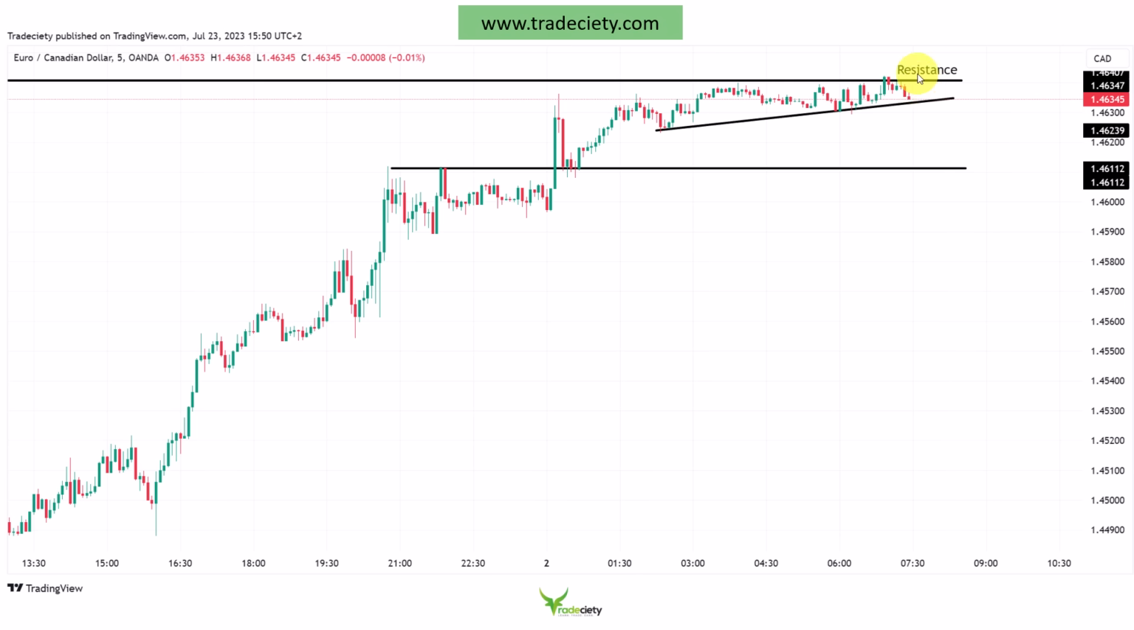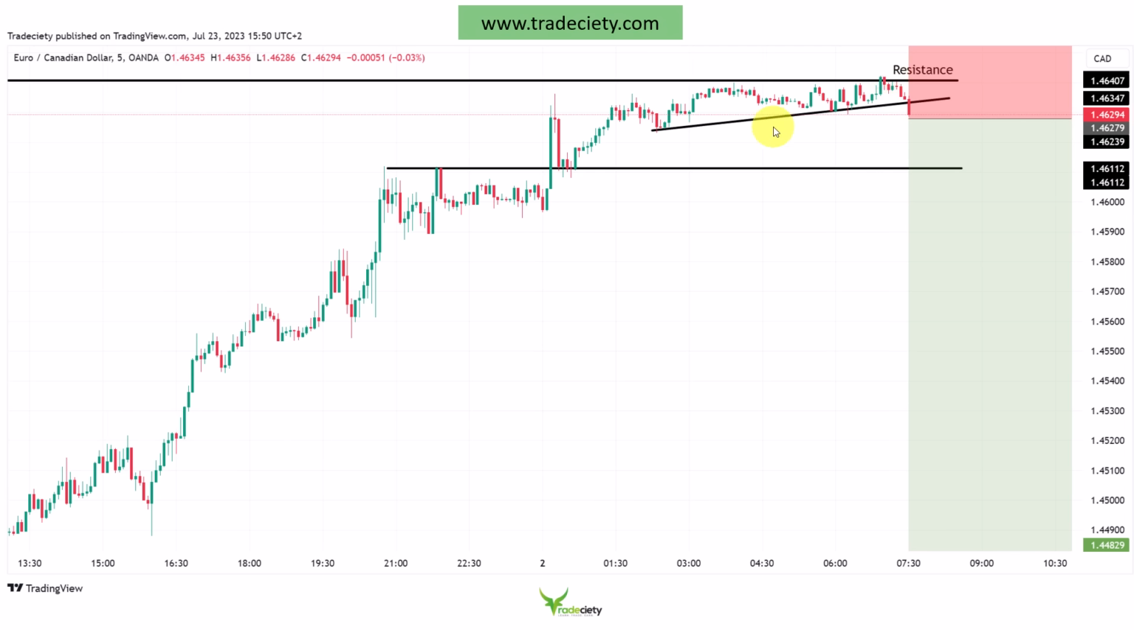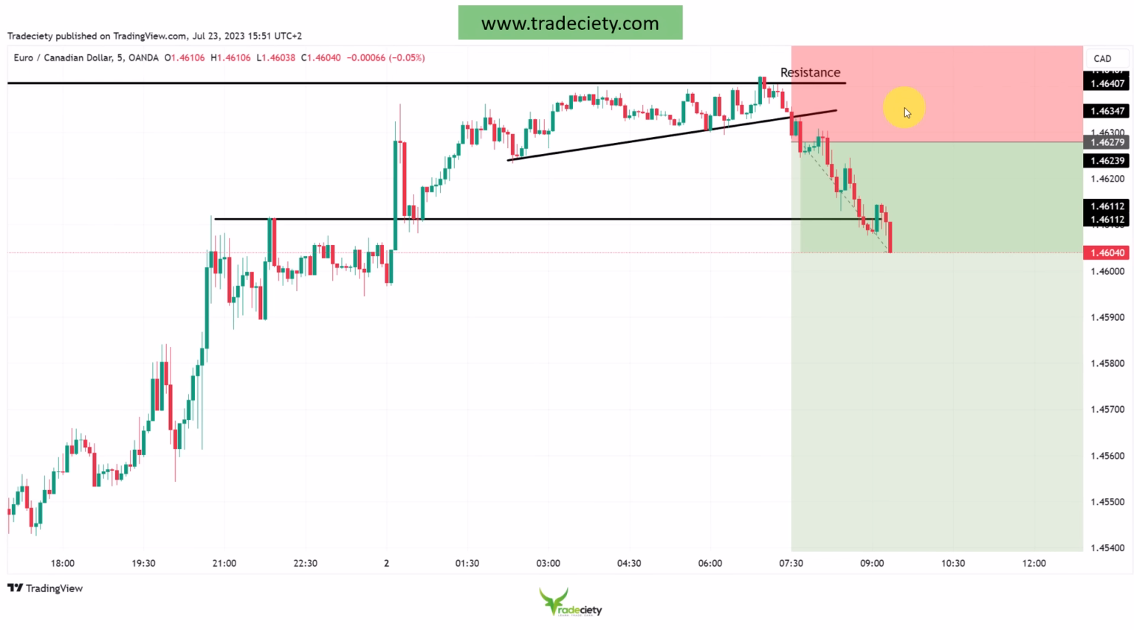So looking for a short from a resistance area makes a lot of sense if there are enough confluence factors. Here you can see the market is now showing more strength to the downside. The market failed to break the highs multiple times. We're closing below the lows and we have our first entry point.